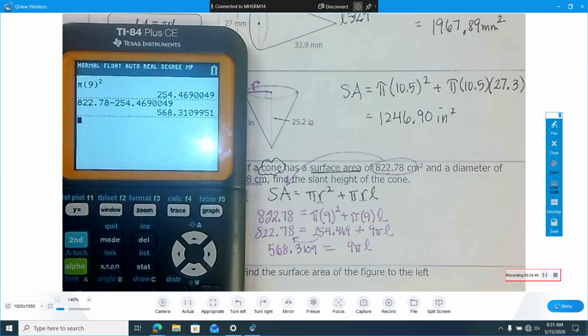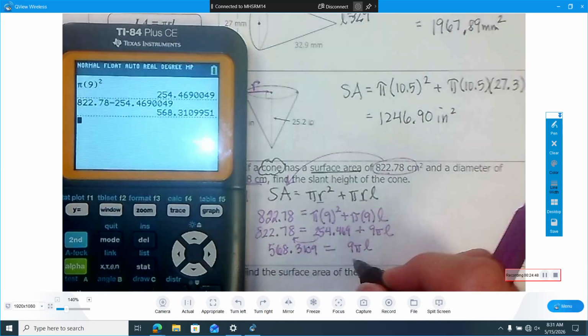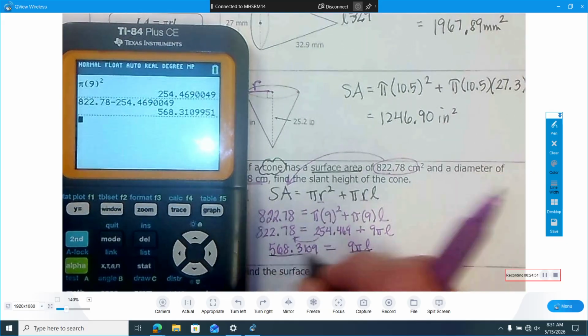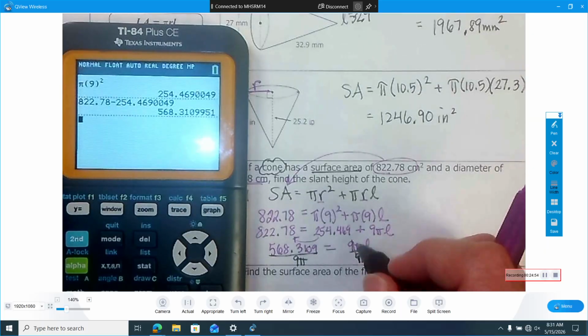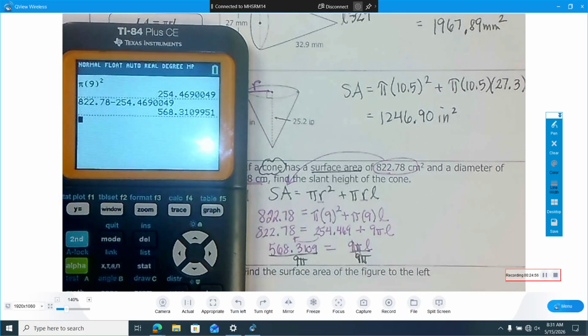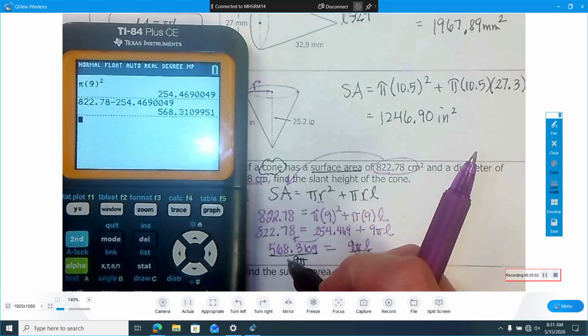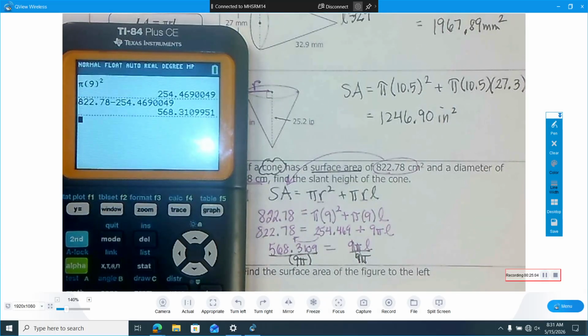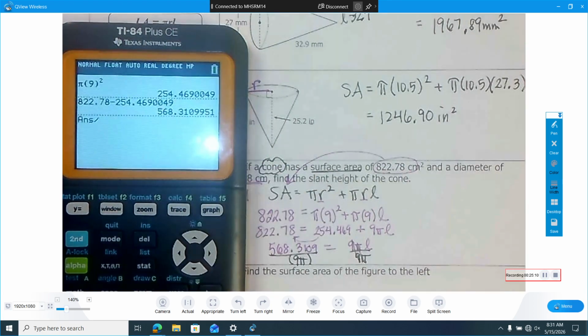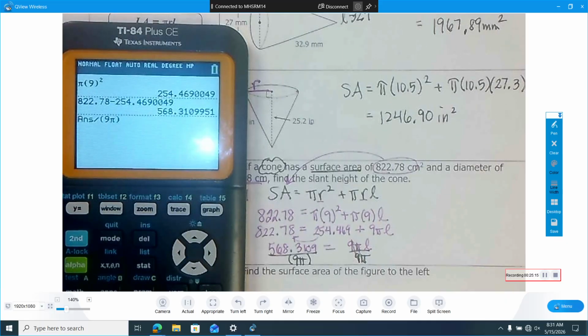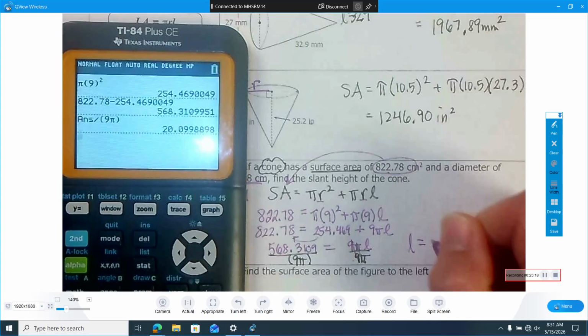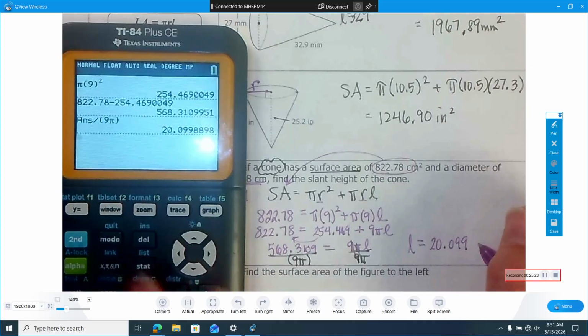Now, how do we get L by itself? Divide by 9 pi. We want to divide by all of 9 pi. We want to get rid of both of those. Now, this is a tricky part. You need to be absolutely careful when you divide because we want to divide by the whole 9 pi. So, to be very careful, we're going to put parentheses around that. So, I'm going to take my 568. I'm going to divide by the whole 9 pi. See how I'm using parentheses there? And so we can get L is 20.099 centimeters.